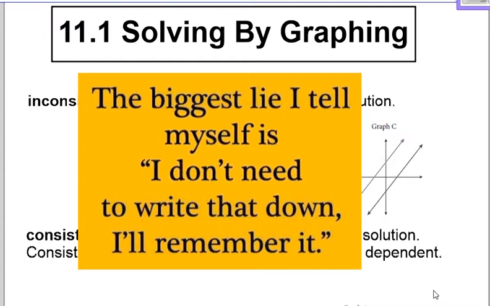In this short video lesson, I'm going to go over with you how to solve by graphing. But first, I want you to read this right here.